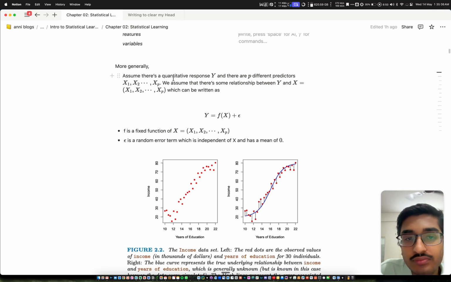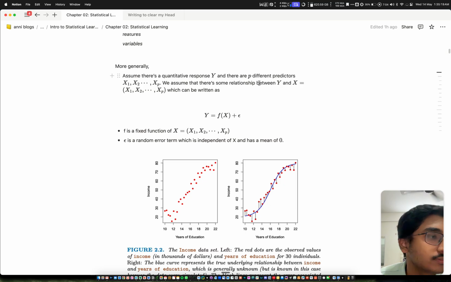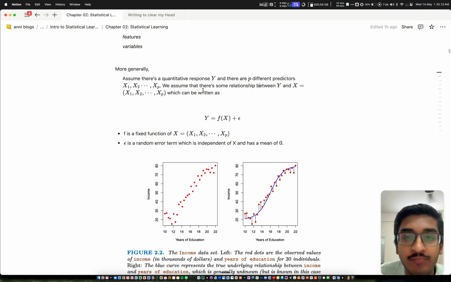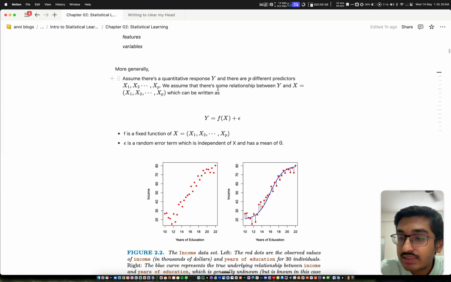So let's assume that there's a quantitative response Y and there are p different predictors. So for example, in our case, there were 3 different predictors: X1, X2, X3. X1 being the budget for TV, X2 being the budget for radio, X3 being the budget for, I think, newspaper. Yeah, newspaper, right? And then Y is how much you sell of your particular product. And there is some relationship that exists between the budgets and the sales for your product. So let that be captured with a function called f.